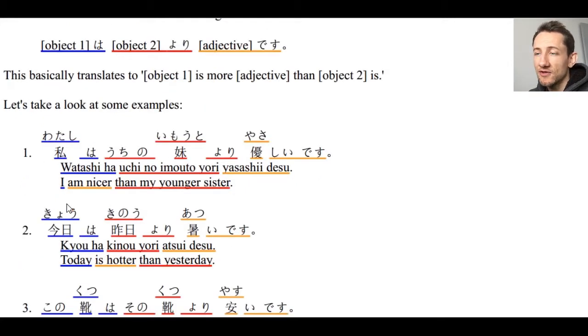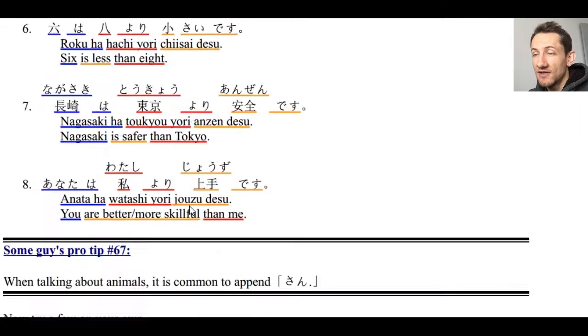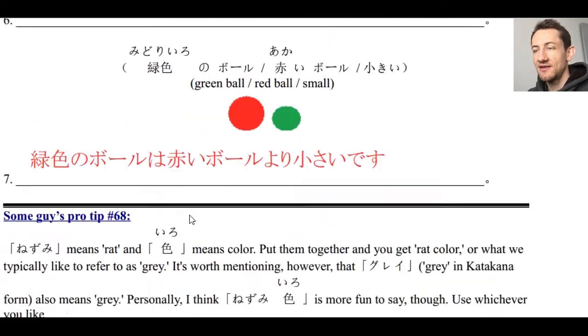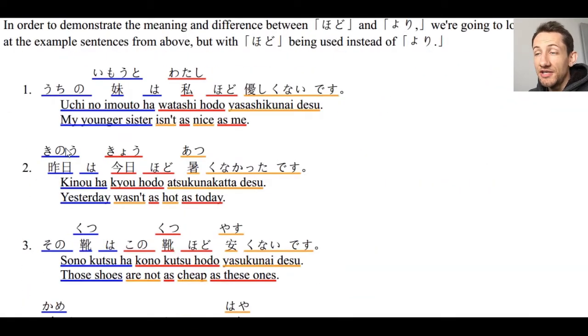So for example, number 2, we have kyo wa kino yori atsui desu. So today is hotter than yesterday using yori. But if we wanted to use hodo, it would look something like this. 昨日は今日ほど暑くなかったです。So yesterday wasn't as hot as today. So you'll notice here that we also have to use the past tense of atsui, but we use the negative past tense, 暑くなかった, not as hot. So yesterday was not as hot as today.